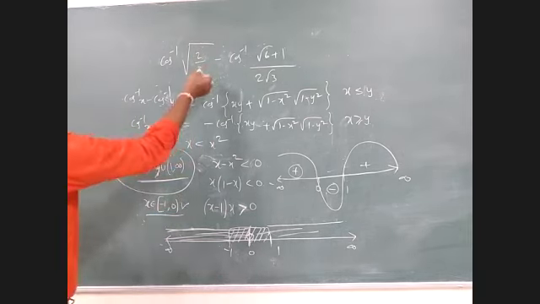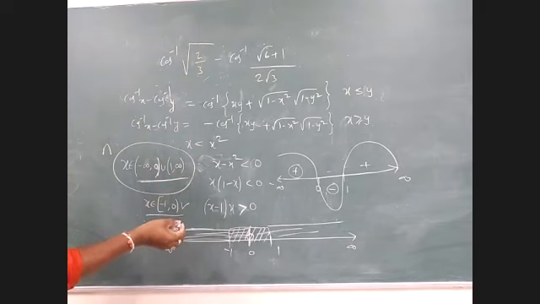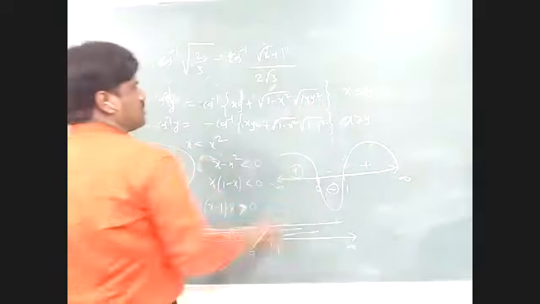Root 2 by root 3. Root 3 value, you know. What is root 3 value? 1.7, no? Root 2 value is 1.4. So you consider which is greater than which.